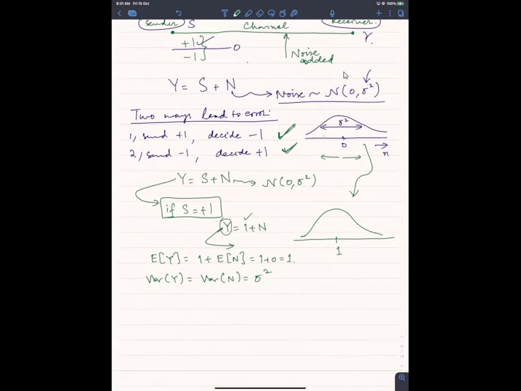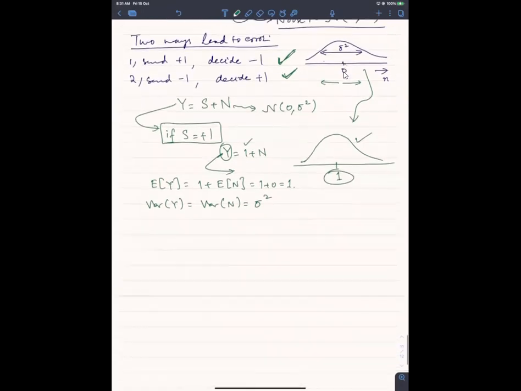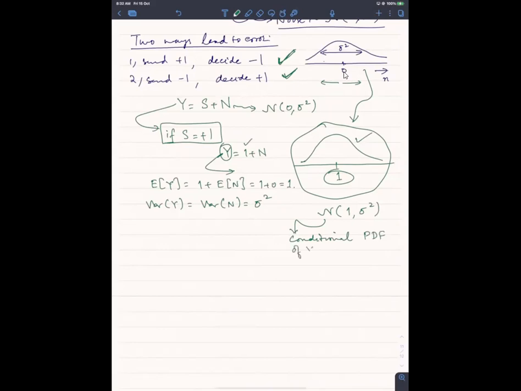Y is obtained by adding +1 to noise. So noise is normally distributed. +1 एक add कर देंगे तो distribution disturb नहीं होती है. It will still remain normal distribution, except that the mean has been shifted to +1. So this distribution is a normal distribution with mean 1 and variance sigma square. And this distribution is conditional PDF. We will talk a lot more about conditional PDF in the next class. Conditional PDF of y given s is equal to +1. Similarly, there will be another conditional PDF of y given s is equal to -1. वो क्या होगा? वो भी normal distribution होगी, but वो -1 पे centered होगी.